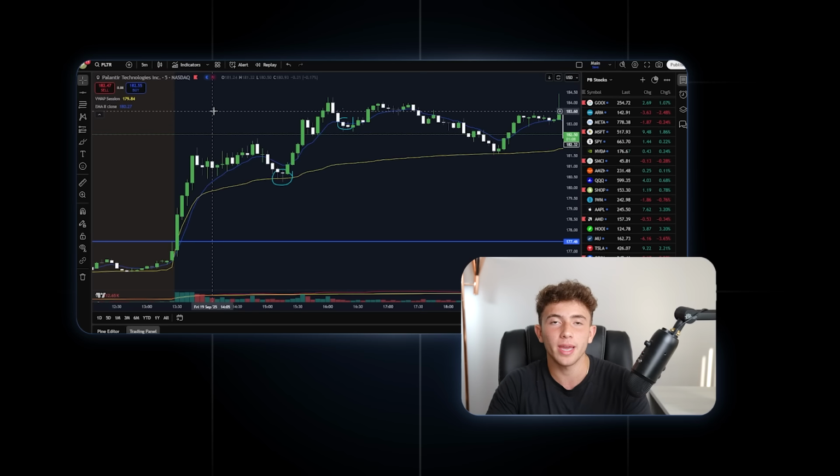So let's do a little recap. VWAP we use for retest and to know if we can buy calls or puts or not. EMA we use to know whether to sell or not. You also trade EMA retest sometimes.